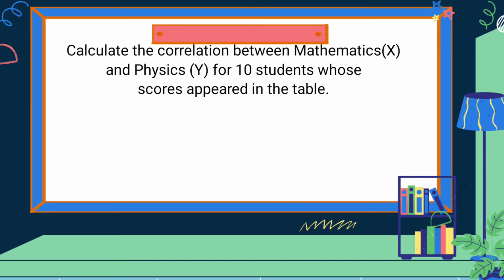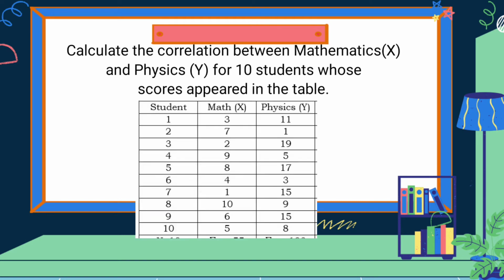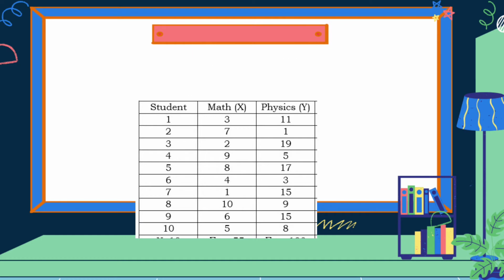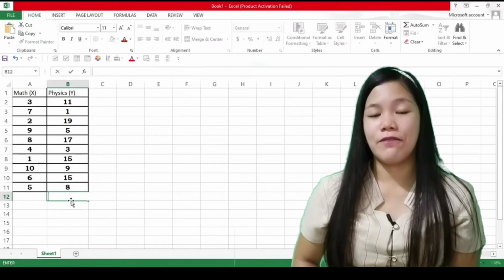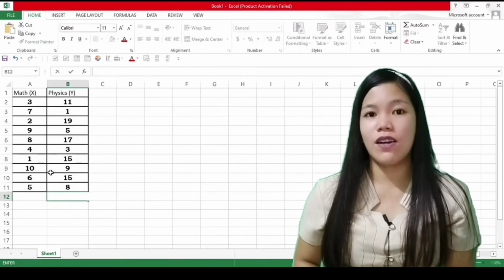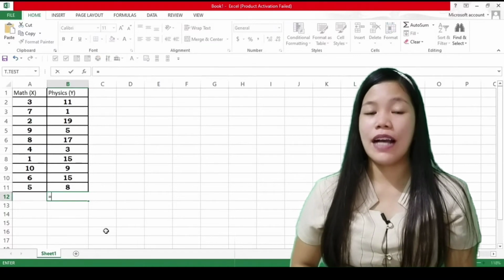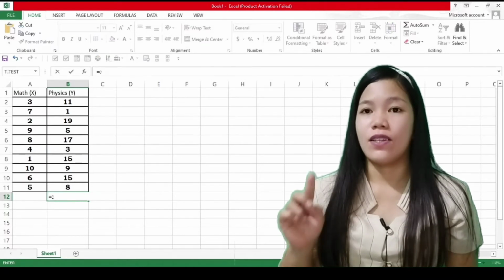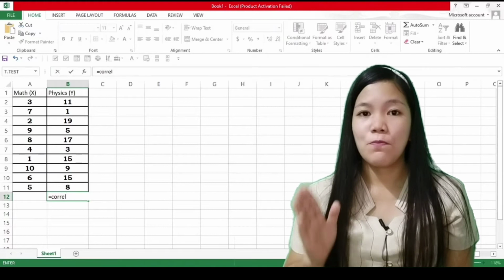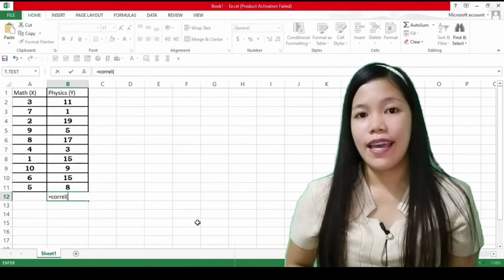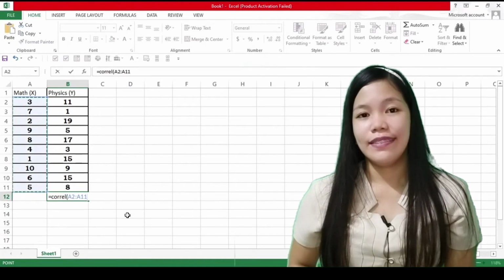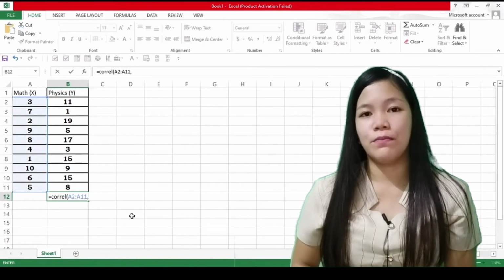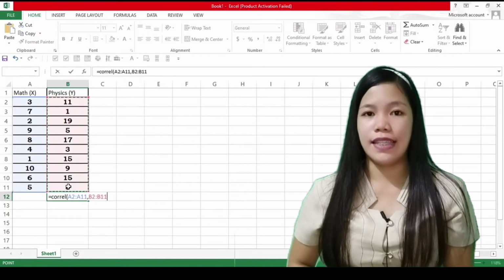Another example. Calculate the correlation between mathematics and physics for 10 students whose scores appeared in the table. So we will use Microsoft Excel. You must have your data in the first and second column, and then use the function equals CORREL, open parenthesis, highlight the first column, comma, and highlight the second column, and then close parenthesis.